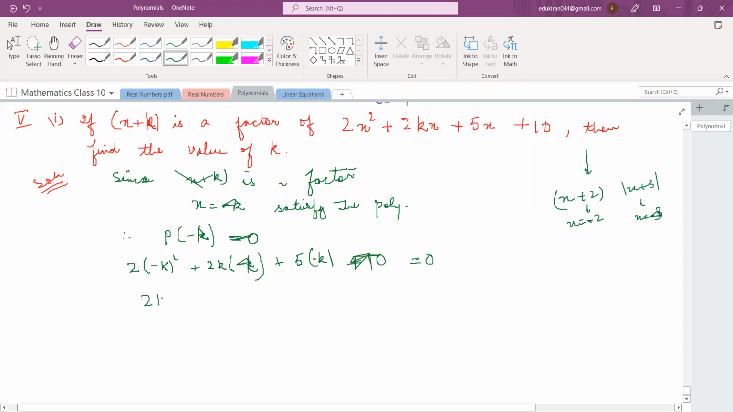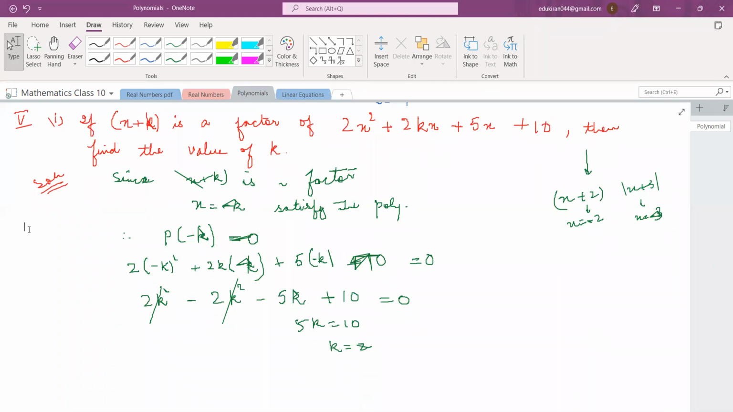So this will be 2k square, minus minus will become plus, so this will be minus of 2k square, and then minus 2 into k is minus 2k, and minus 5k and plus 10 is equal to 0. So one term is positive, one negative, they will cancel out, and 5k is equal to 10 and k is equal to 2. Ma'am, it is minus 5k, right? Yeah, so I'm taking that to the other side. One term is minus, one is plus, right? Okay.